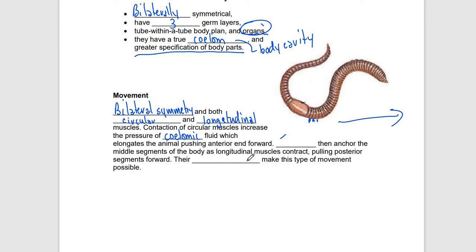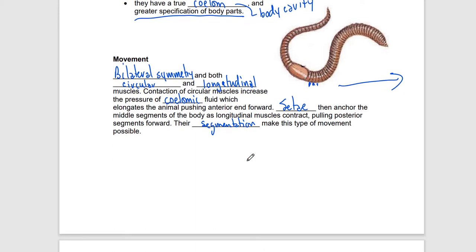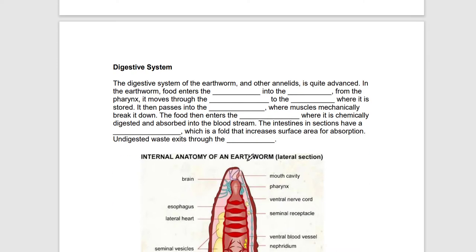So the setae anchor the middle segments of the body as the longitudinal muscles contract, pulling the posterior segments forward. So their segmentation makes this type of movement possible. So improved movement for the first time. And again, we're seeing more free living, right? Versus the tapeworms, the flatworms, and the nematodes, mostly parasitic. Don't really need a means of moving when you're within a host, right?